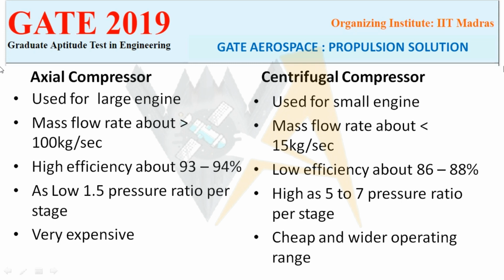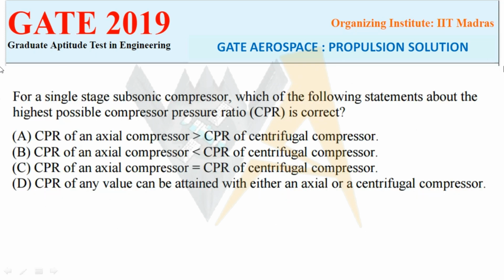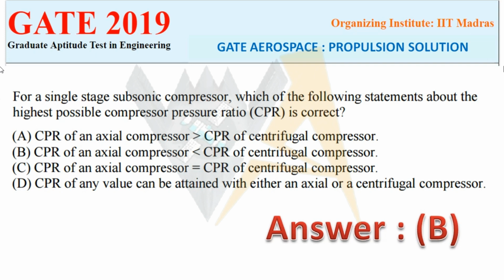And here comes the real answer. You can find that the pressure ratio per stage for an axial compressor is as low as 1.5, whereas a centrifugal compressor has a pressure ratio as high as 5 to 7 per stage. So from here we can pick the right answer, that the centrifugal compressor is greater than the axial one. So our right answer is option B.